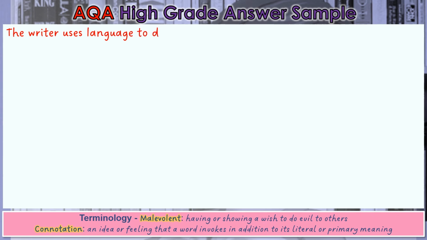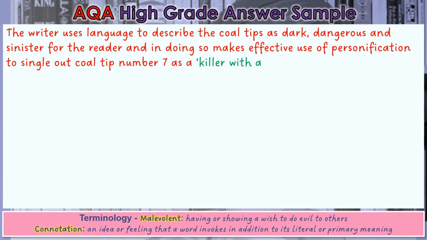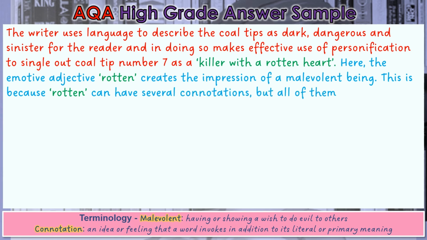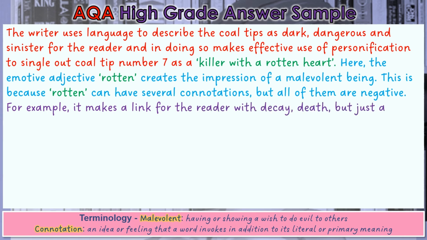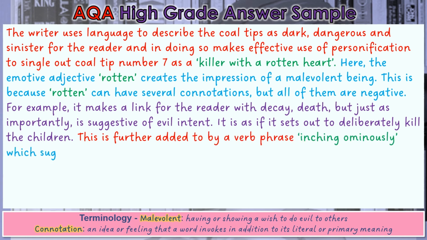The writer uses language to describe the coal tips as dark, dangerous and sinister for the reader, and in doing so, makes effective use of personification to single out coal tip number 7 as a killer with a rotten heart. Here the emotive adjective rotten creates the impression of a malevolent being. This is because rotten can have several connotations, but all of them are negative. For example, it makes a link for the reader with decay, death, but just as importantly, is suggestive of evil intent. It is as if it sets out to deliberately kill the children.